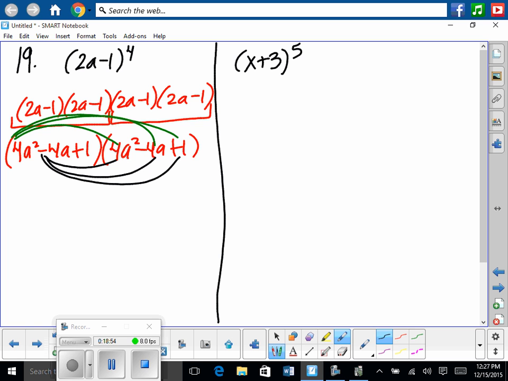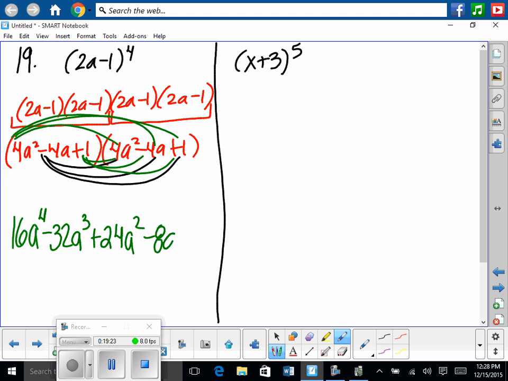We distribute, and then we distribute again. And then we distribute a third time here. And then we combine all like terms. And if you do that, you would get this answer. You should practice it. Don't just write down my answer, because it all comes down to, can you do it? Okay, so the final answer here is 16a to the fourth minus 32a cubed plus 24a squared minus 8a plus 1. And that would be our final answer here.